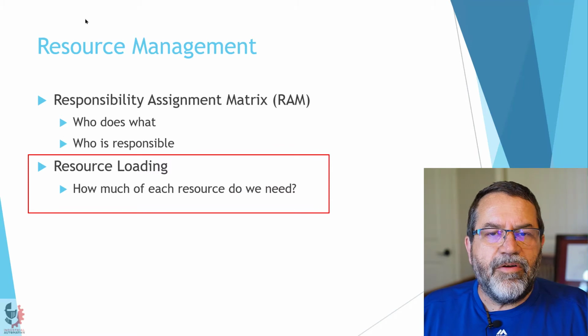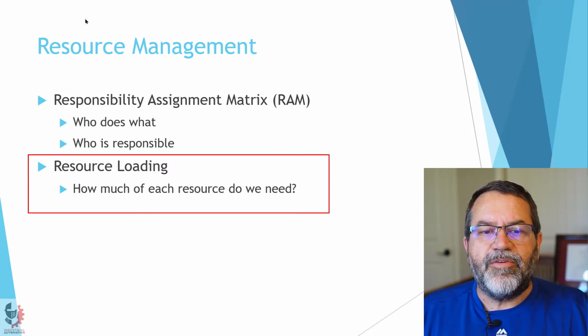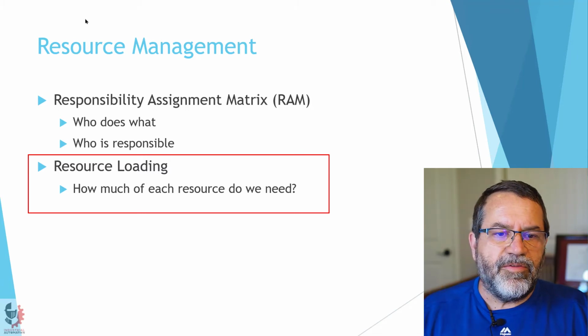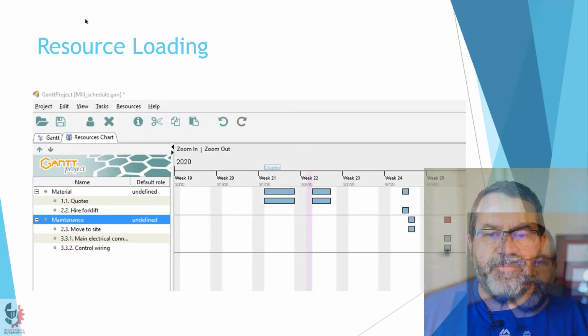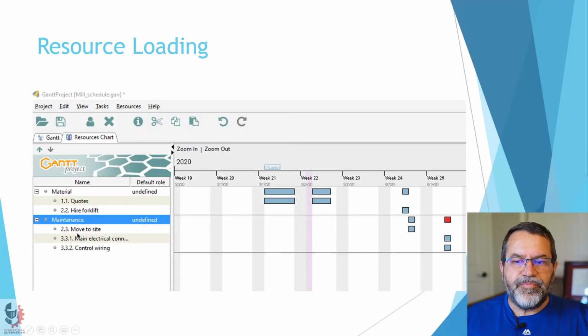All right, the second part of resource management is resource loading. How much of each resource do we need and when are they scheduled? To do that, we use our software, and here's a quick look. If you look at this resource, maintenance, over here they're assigned to two different tasks, main electrical connections and control wiring. Those are scheduled on the same day, and we might only have one electrician. So that one resource can't do those two activities on that day, and here it shows as red that we've got a problem.